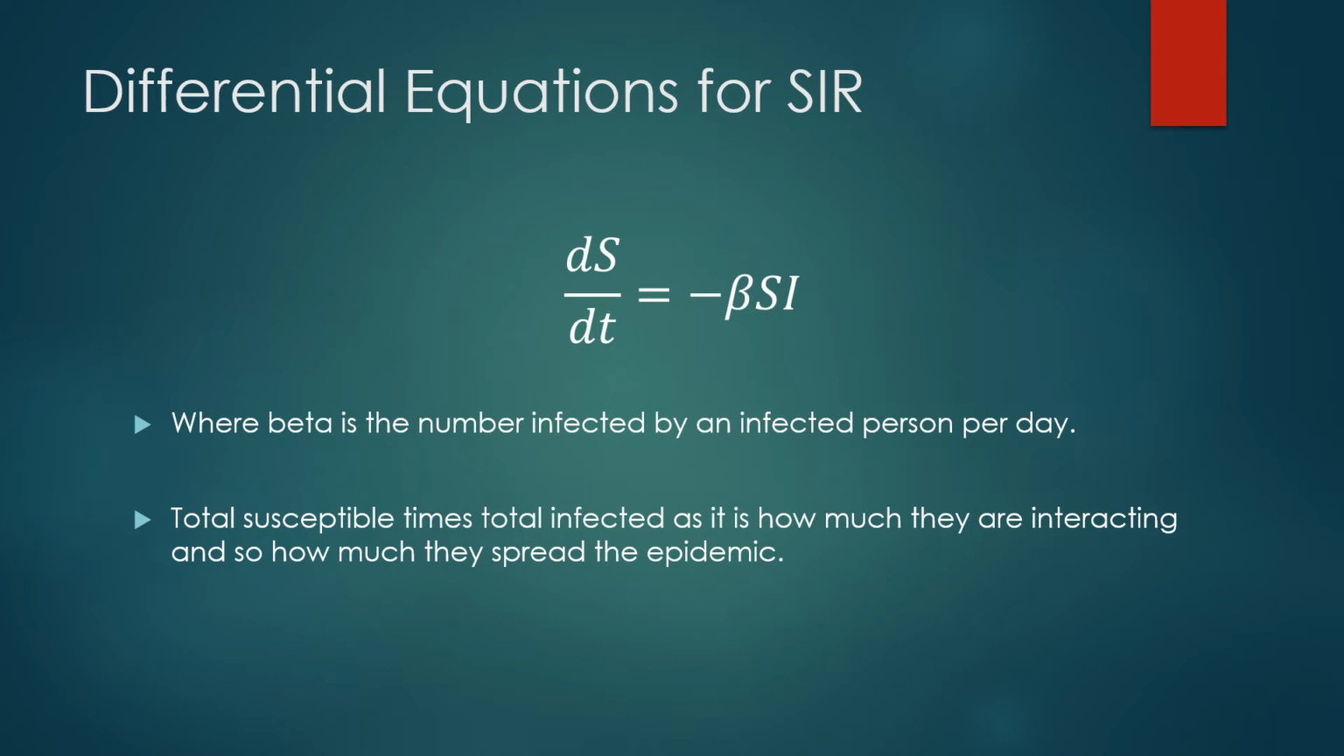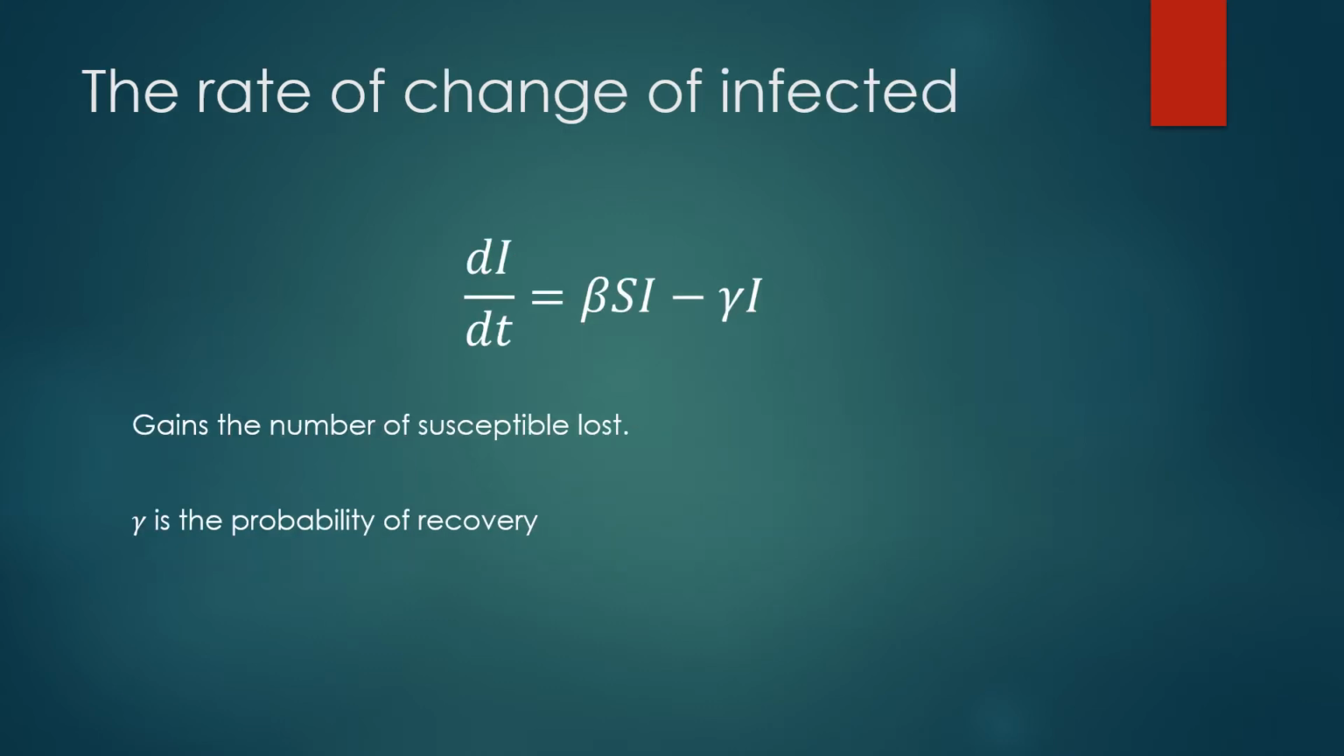The second equation we'll be looking at is dI/dt equals beta S I minus gamma I.